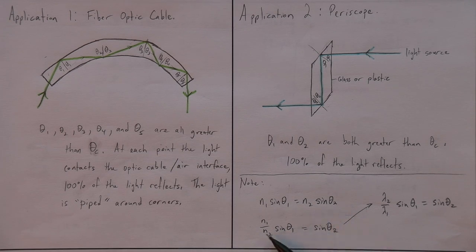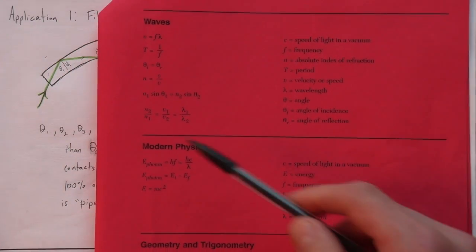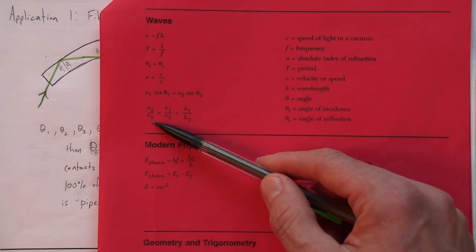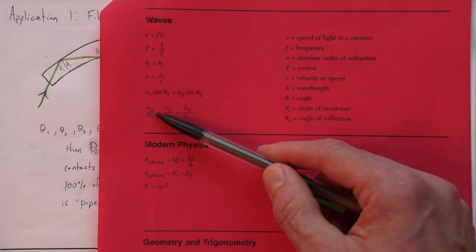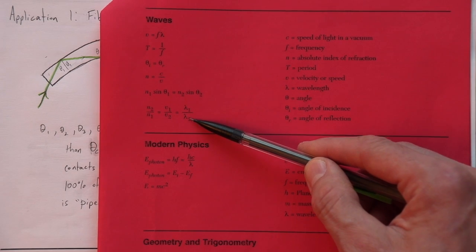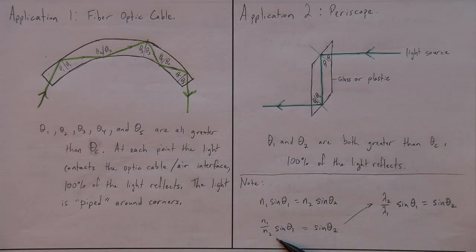And if I divide both sides by n2, and then I would take the inverse sine of both sides, remember that n1 over n2, from our reference table, if you have the ratio of the indices, that's the opposite ratio of the wavelengths. So 2 over 1 is the ratio of wavelength 1 over 2. Here I have 1 over 2, so I replace that with wavelength 2 on top, wavelength 1 on the bottom. So I could do Snell's law problems if I knew the wavelengths in the two materials also.